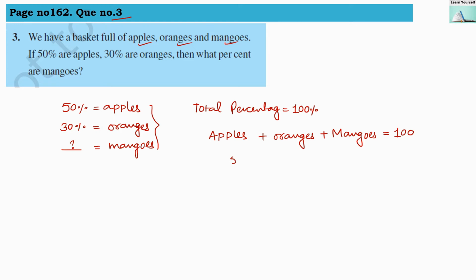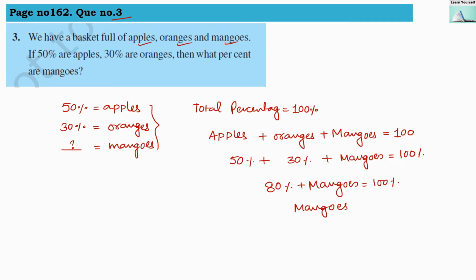So when we add the quantities of apples, oranges and mangoes, it should give us 100. We have apples, they are 50%. Oranges quantity is 30%. And mangoes we have to find out, equals 100%. So here 50 plus 30 will give us 80%, plus mangoes will be equal to 100%. So mangoes will be equal to 100% minus 80%. So we get the answer here, 20%. So our mangoes are 20% in this basket.